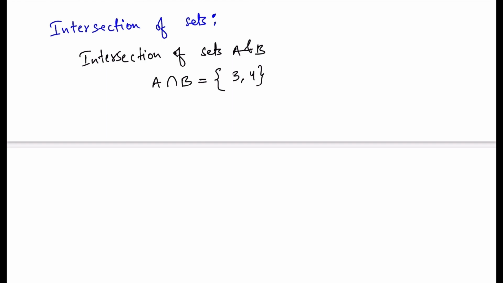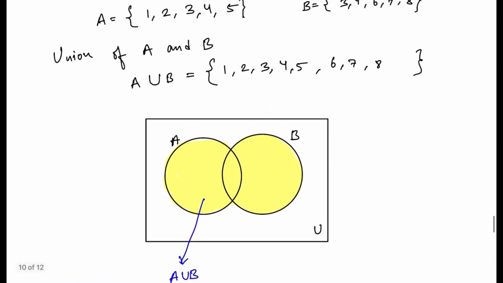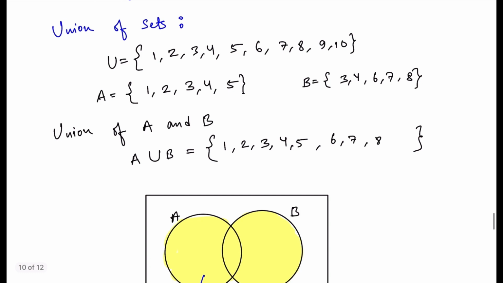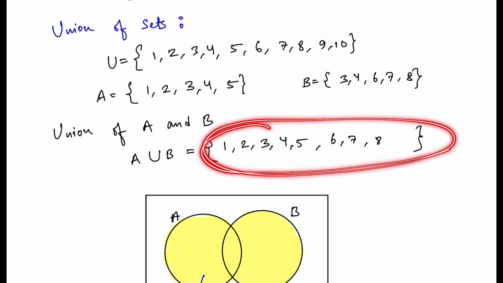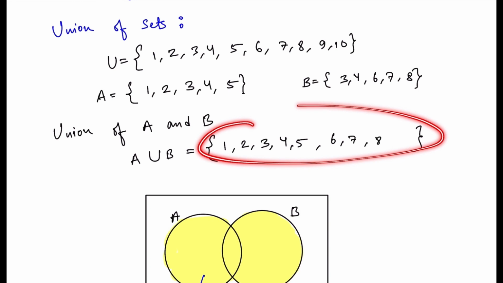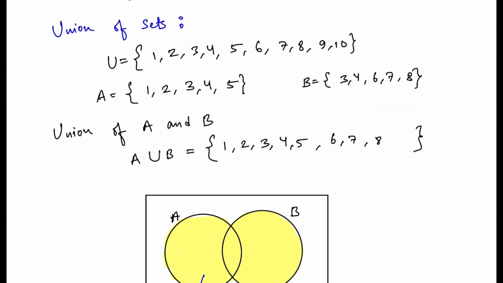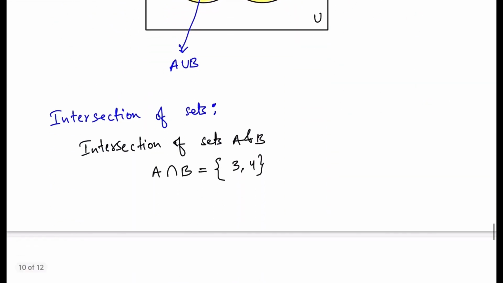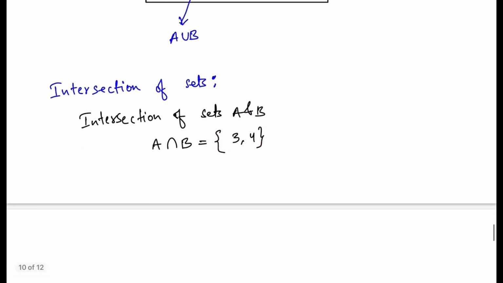Union means a combination of A and B, a set that has all the elements of A and B. That means union. And what is the intersection of A and B? Intersection of A and B means the common elements that A and B have. Okay. Now this is the meaning of intersection.